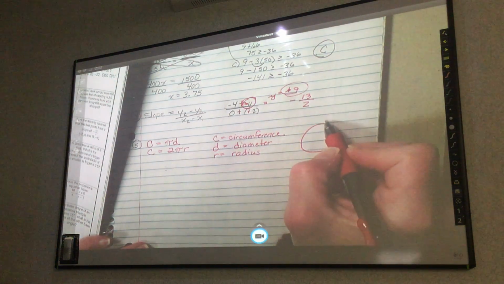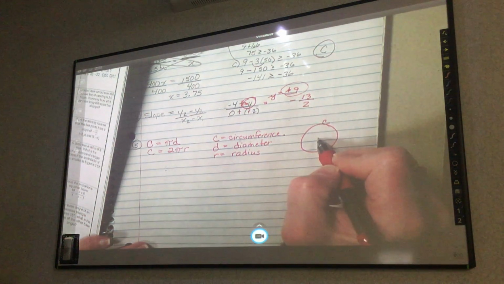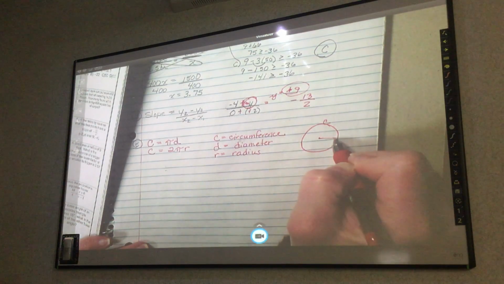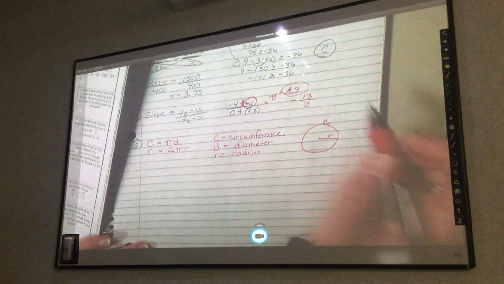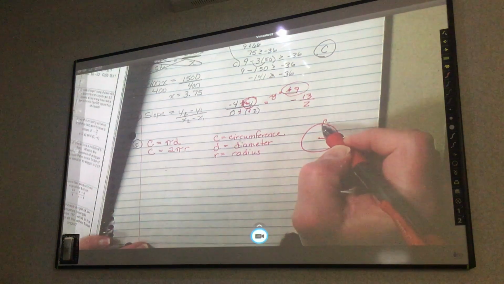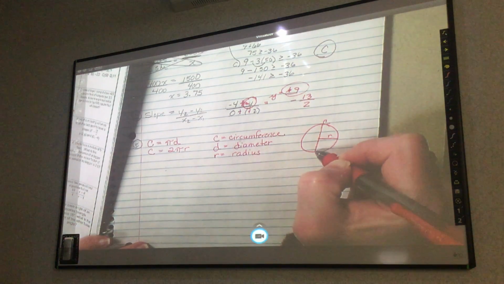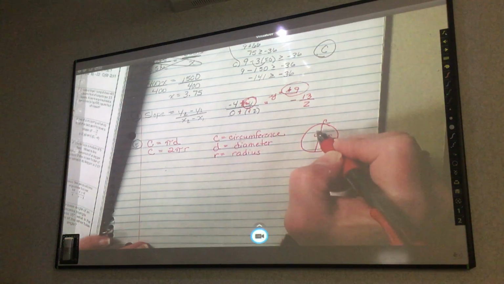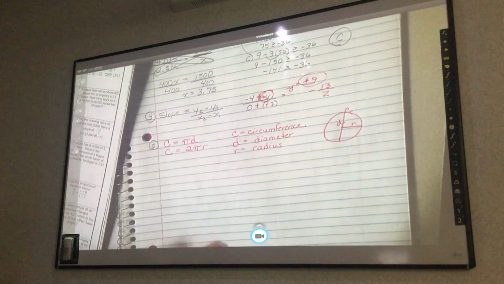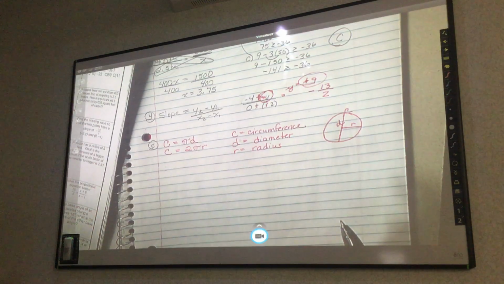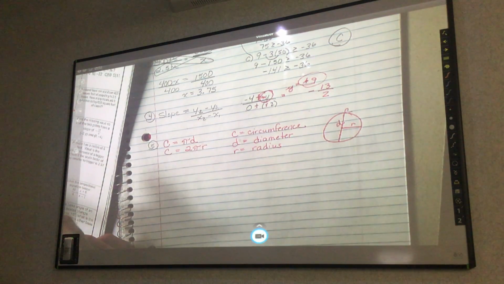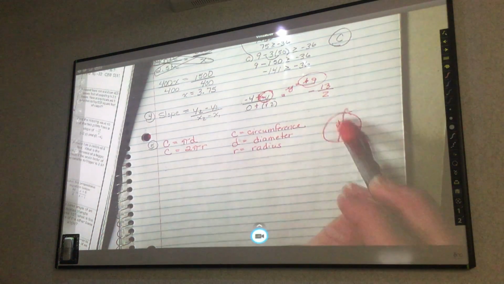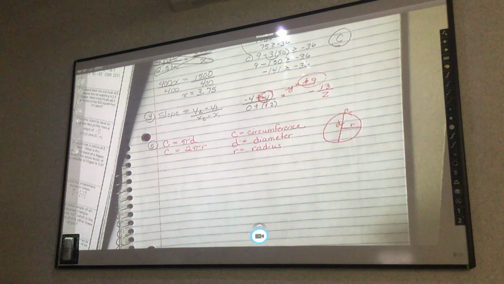Then we're going to draw a diagram. All the way around is the C. From here, from the center out, is the radius. And from one end to the other end is the diameter. Diameter is found by 2 times the radius. You can find the radius if you know the diameter by taking half of the diameter.